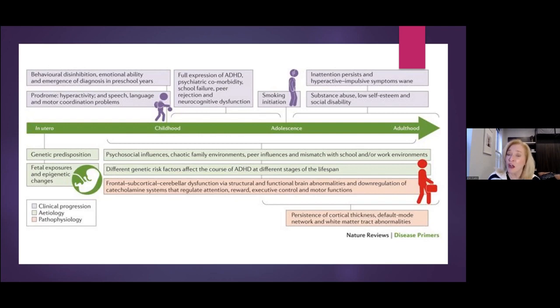The same thing that I find with adults with ADHD, sometimes they do quite successfully until they get a promotion at work where they have to now do a whole new skill set, and that becomes very difficult for them, and the symptoms of ADHD become more prominent. So different genetic risk factors affect the course of ADHD at different stages of the lifespan. And then it also mentions here what's happening in the brain. What are the sorts of things happening in the brain that might cause someone to continue to have symptoms of ADHD as they move on in the lifespan?